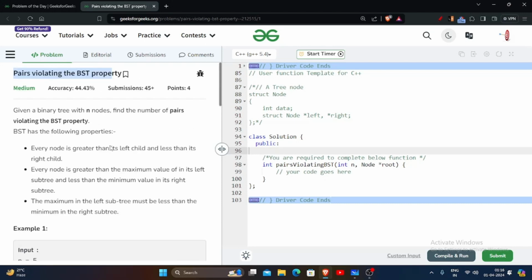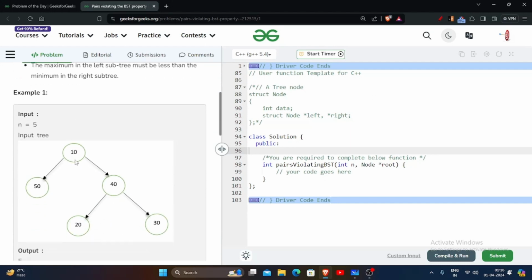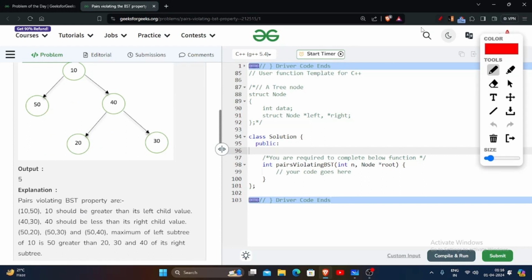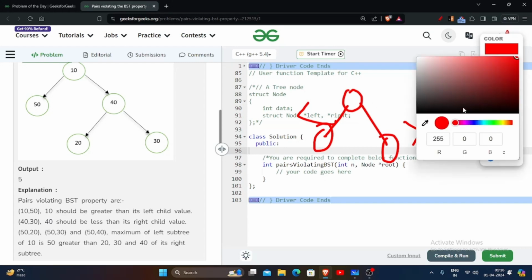So according to the definition, on the left subtree, the elements should be lesser than the root node, and on the right subtree, the elements should be greater than the root node. So can you imagine what would violate that property? The violation is clear: if this is a root node and values are not less than it on the left, or not greater than it on the right, then this is a violation.